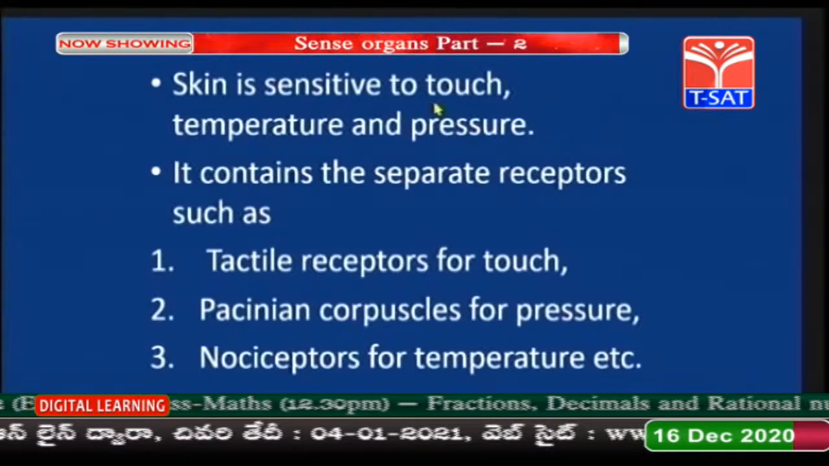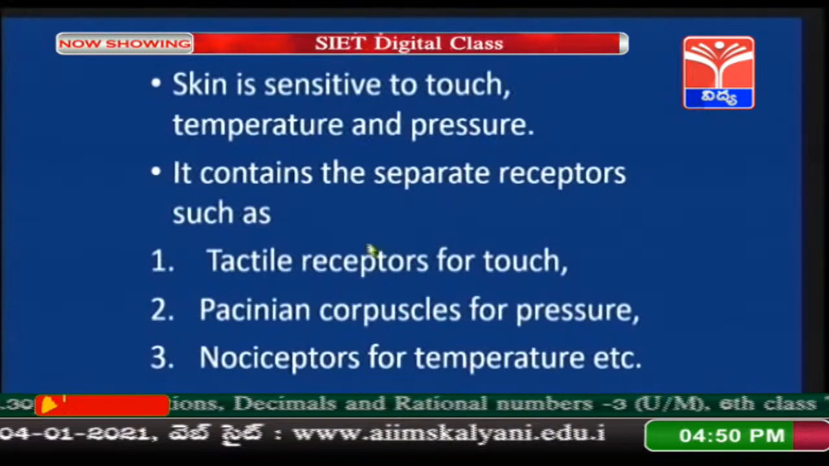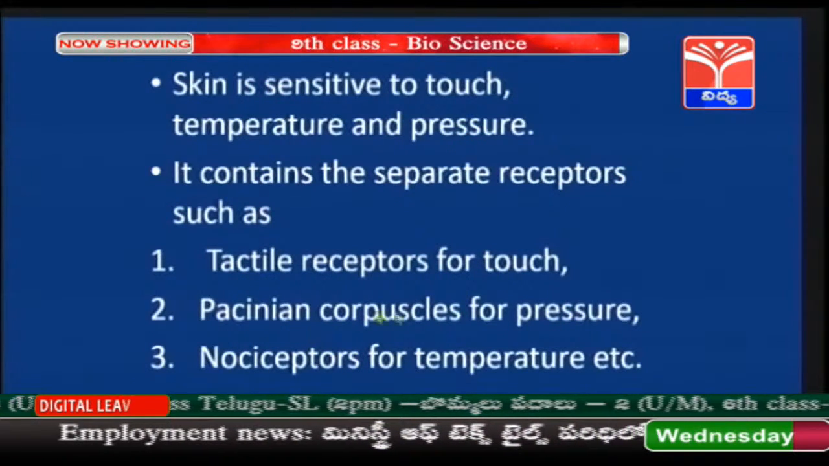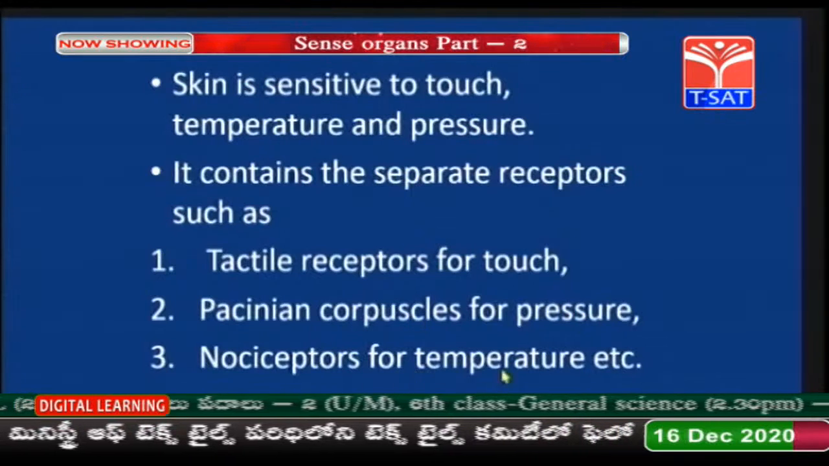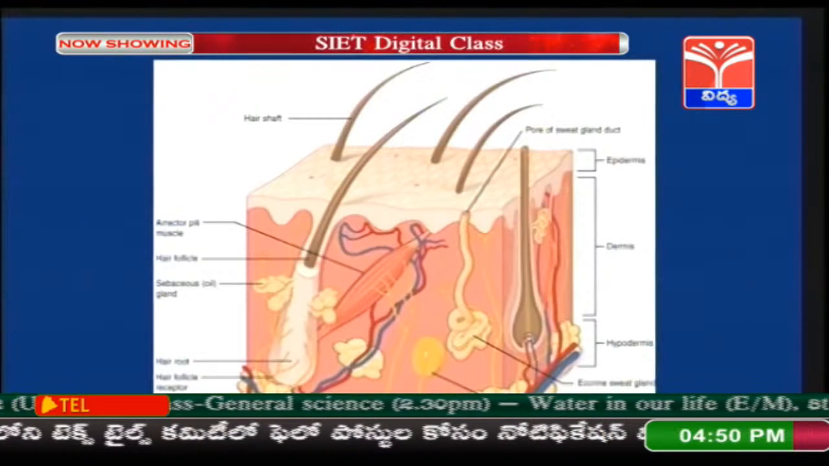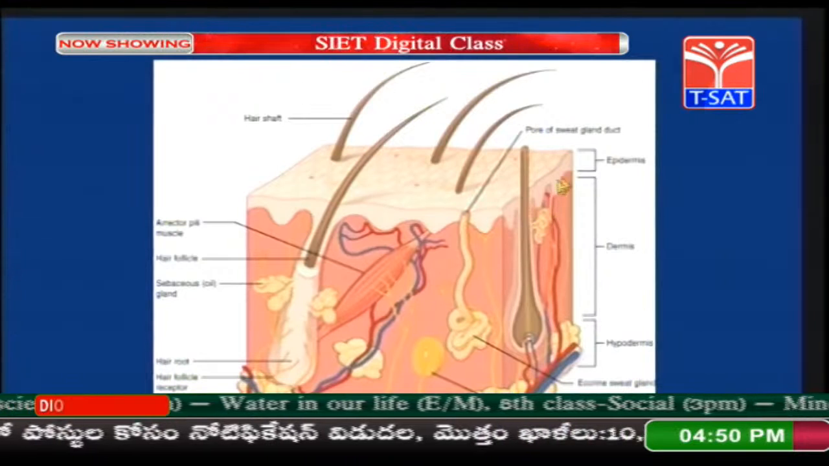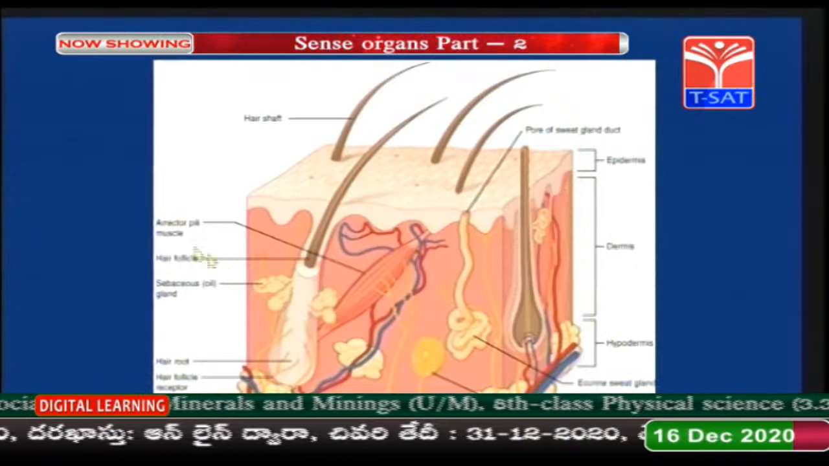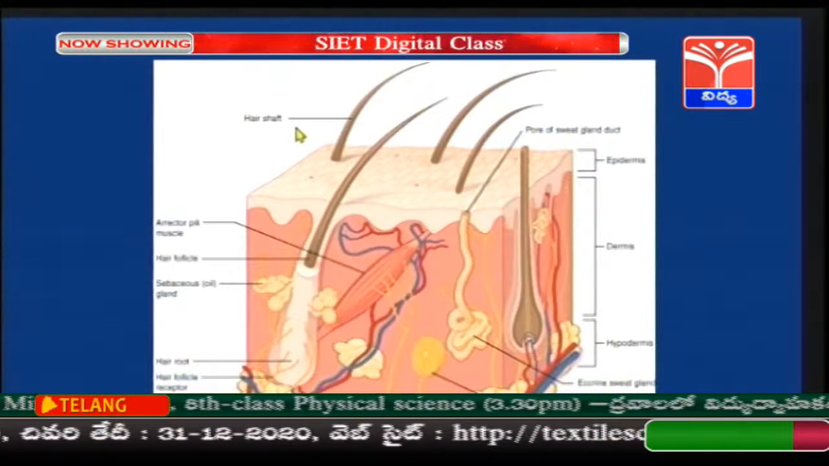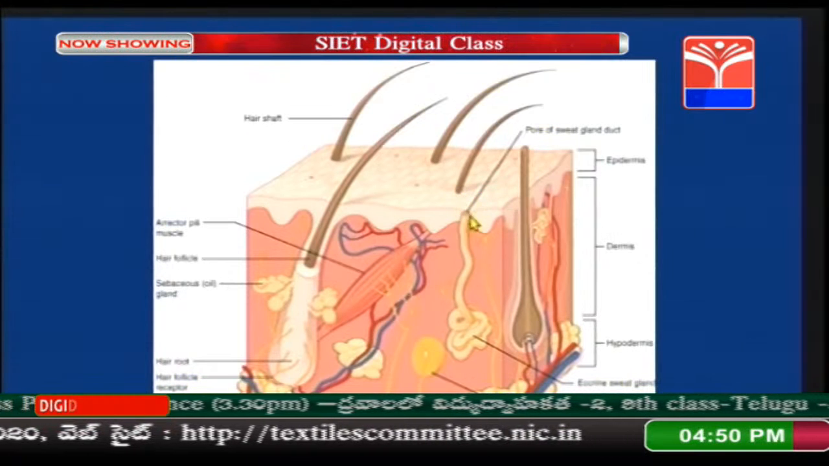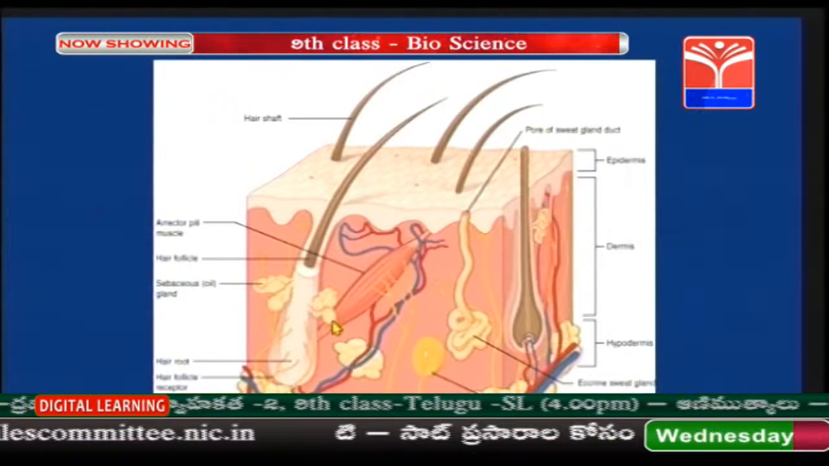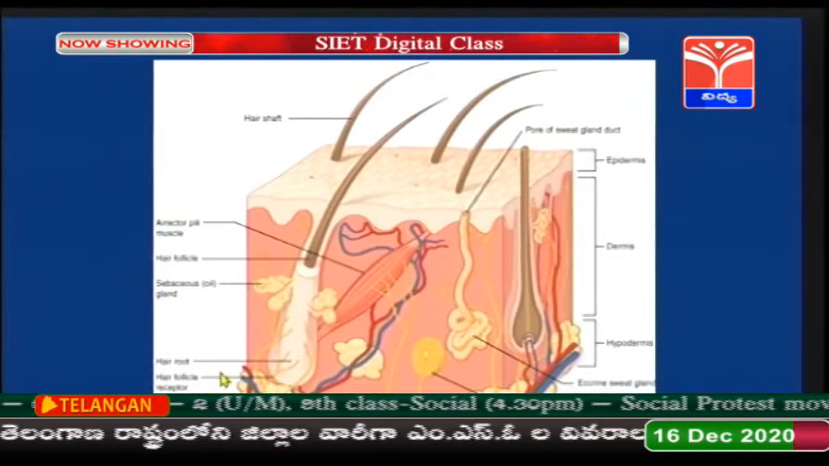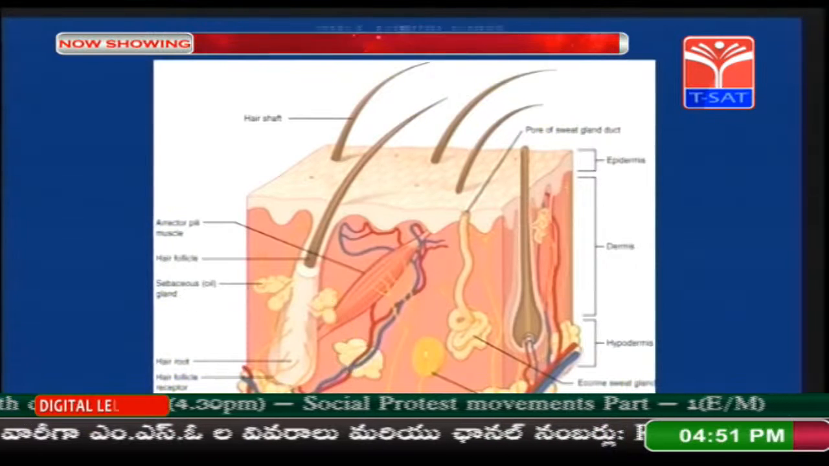Skin is sensitive to touch, temperature and pressure. It contains separate receptors such as tactile receptors for touch, Pacinian corpuscles for pressure, nociceptors for temperature. So this is the structure of the skin, children. Epidermis, dermis and the hypodermis. Now children, you can see the hair shafts, right? Pores or sweat glands which will release the sweat, right, children? So erectile pili muscles, hair follicles, sebaceous glands, hair root, hair follicles, right, children?